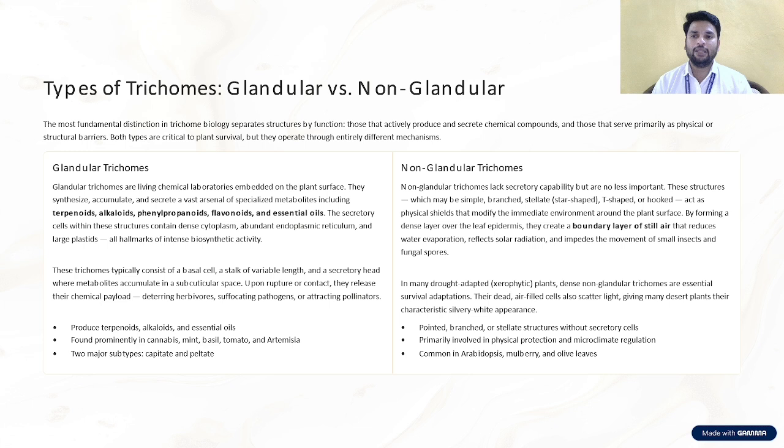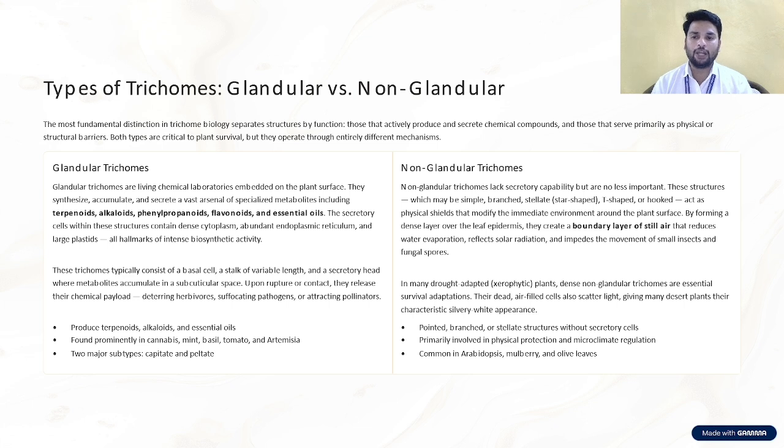Glandular trichomes are living chemical laboratories embedded on the plant surface. They synthesize, accumulate, and secrete a vast array of specialized metabolites, including terpenoids, alkaloids, phenylpropanoids, flavonoids, and essential oils. The secretory cells within this structure contain dense cytoplasm, abundant endoplasmic reticulum, and large plastids. All the hallmarks of intense biosynthetic activity are present in the trichomes.